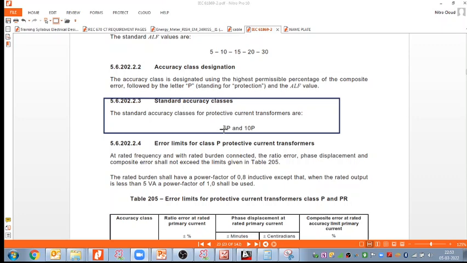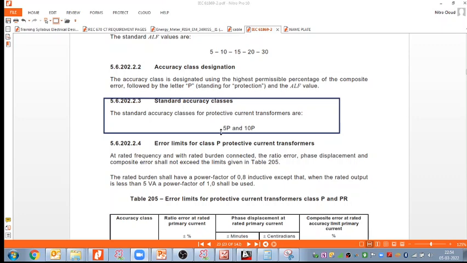So 5 percent of the error at the time of the overload or at the time of the transformation. That is not the fault current actually. That is during the transformation. This transformation may be in the continuous loading also, not the fault current loading. Okay, Mehul, so please correct your understanding.